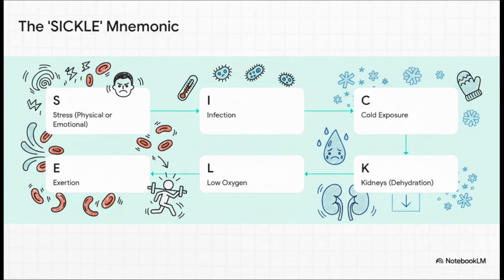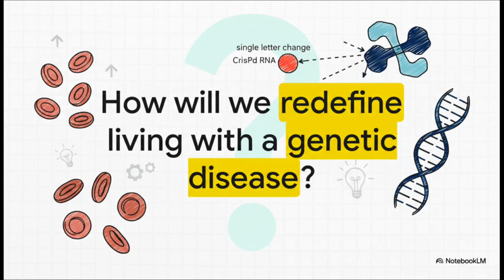And hey, here's a little clinical trick to take with you. A super easy way to remember the common triggers for a crisis is the mnemonic SICKLE. S for stress, I for infection, C for cold, K for kidneys, which reminds you of dehydration, L for low oxygen, and E for exertion. Simple, right? And that really brings us to our final thought.